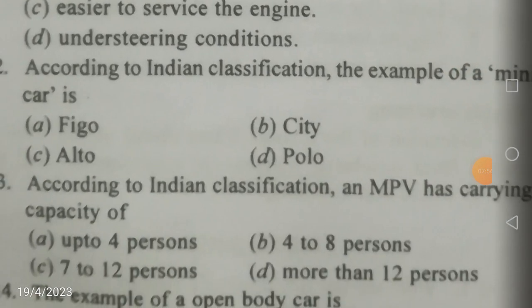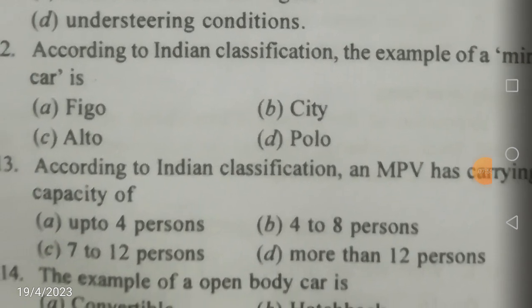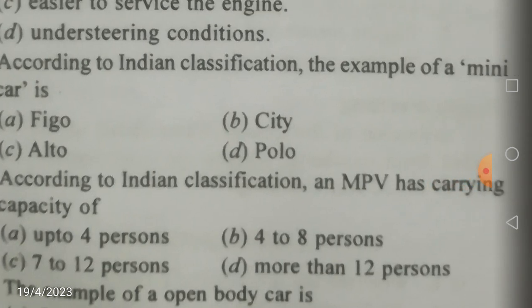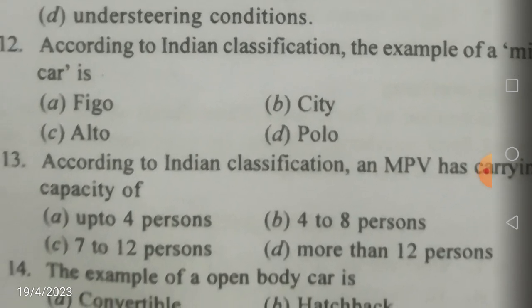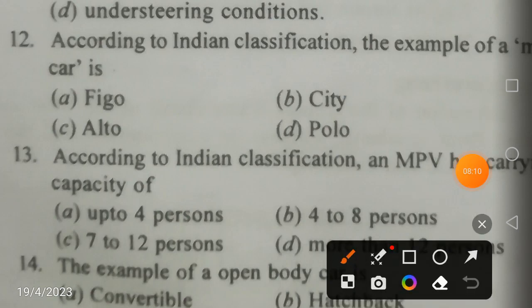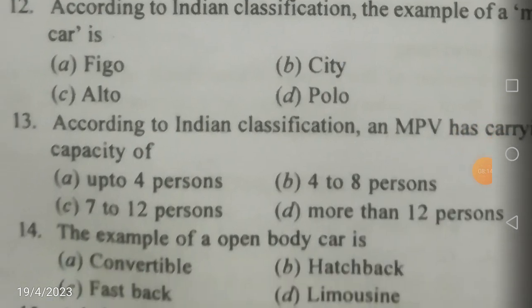Now, according to Indian classification, the example of a mini car. Various types of vehicles are there, friends. So which of these vehicles comes under the mini car model? Is it Figo, City, Alto or Polo? It is the Alto. We know the Alto car, so this can be described as a mini car, Alto.